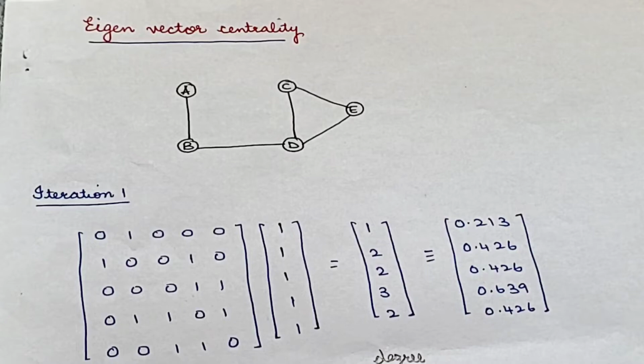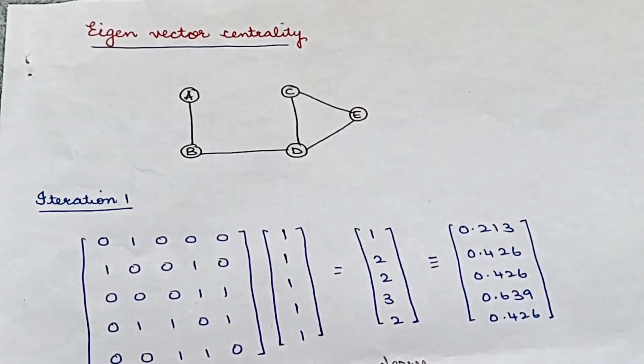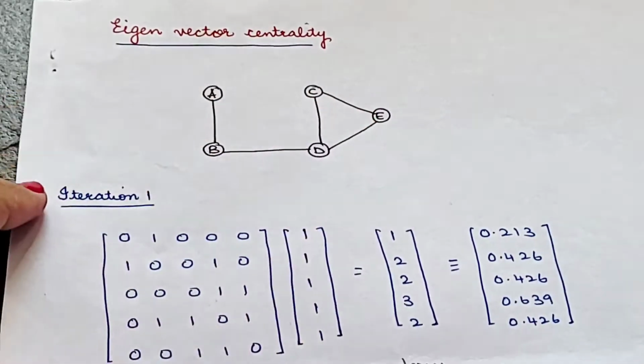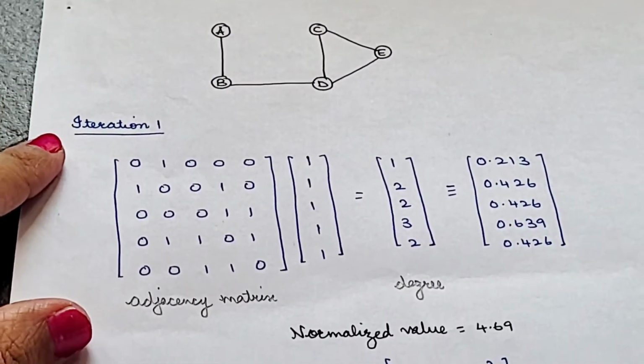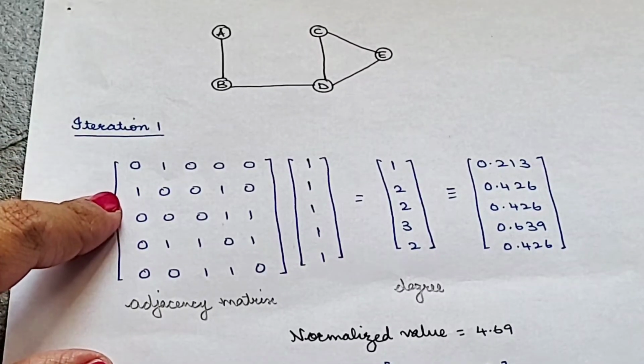Now we'll see an example based on eigenvector centrality. So basically this is a graph given to you. Based on this graph, we will find out its eigenvector centrality. The total number of nodes we have is 1, 2, 3, 4 and 5, so we will be having a 5 by 5 matrix. In the first iteration, we will write firstly the adjacency matrix.